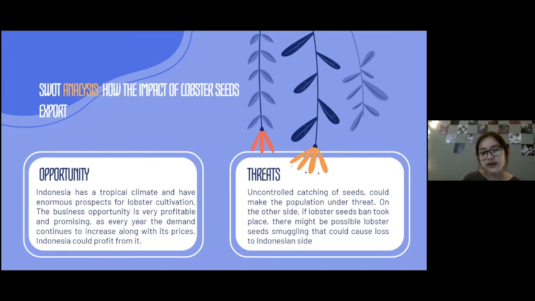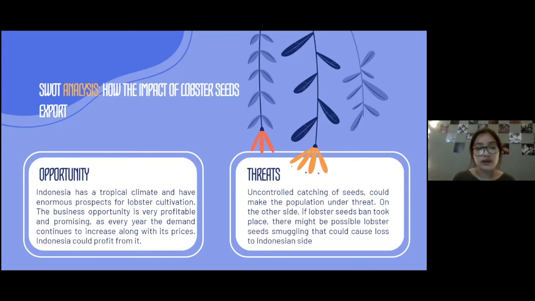The businessmen that usually sell their seeds, the hatcheries, sell the seeds directly to enlarge their business. But there are also small players who sell their seeds to the suppliers. When expanding the business, lobster will be sold directly to restaurants, or sometimes through the collectors first.